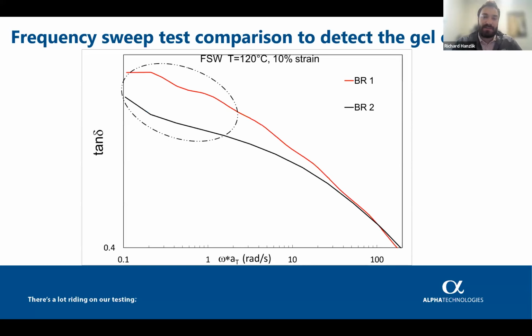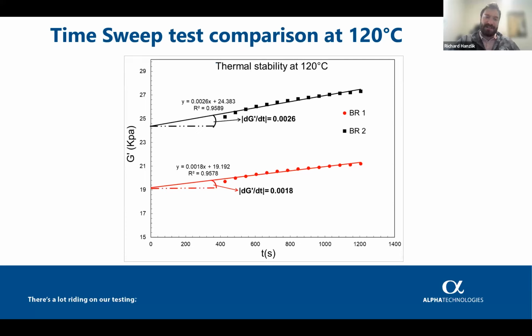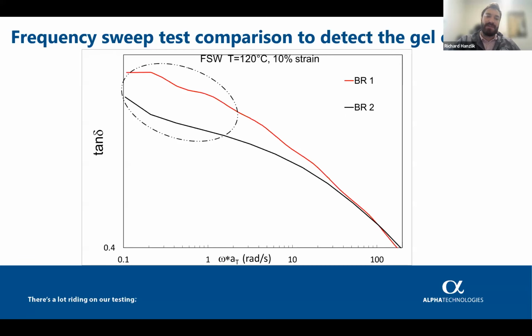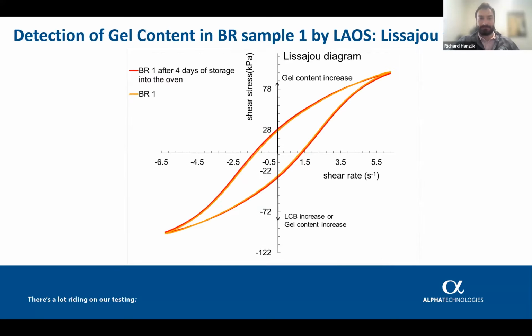The next method that you can also use is looking at frequency sweeps. Here we're running from 0.1 radians per second up to about 100 radians per second. We can see that BR1 is going to have a much higher tan delta than BR2 at the low frequency response, which is in line. Tan delta is calculated by G double prime divided by G prime. So as our tan delta goes up, that material is going to become easier to process, likely lacking the presence of gel. And then, of course, we can get into our Lissajous plots.